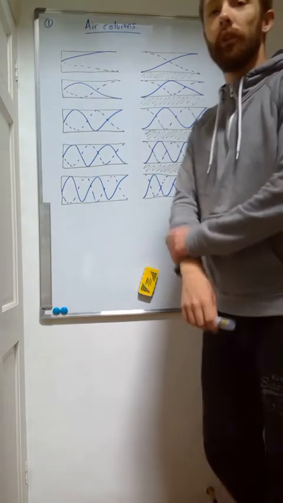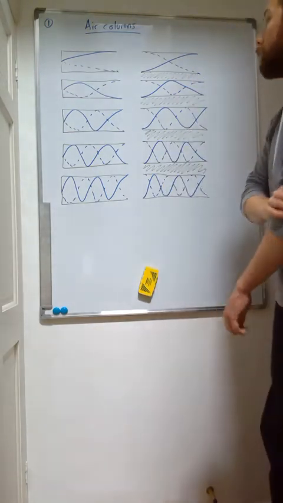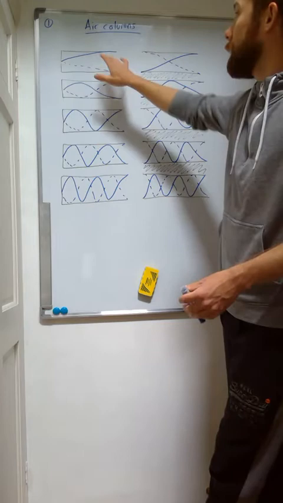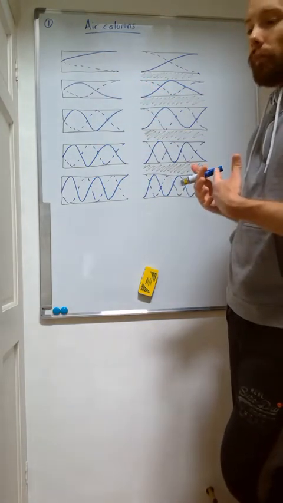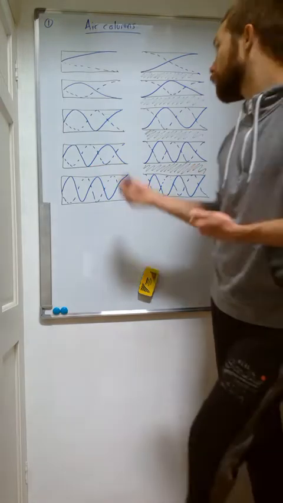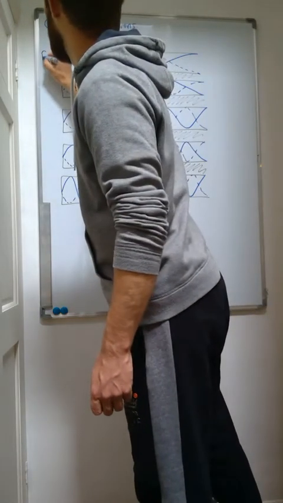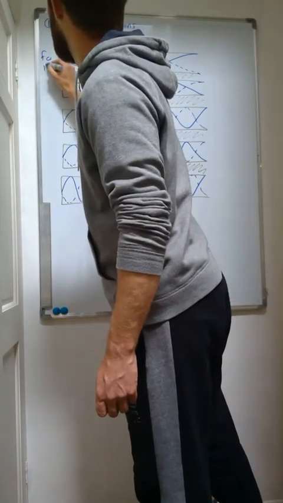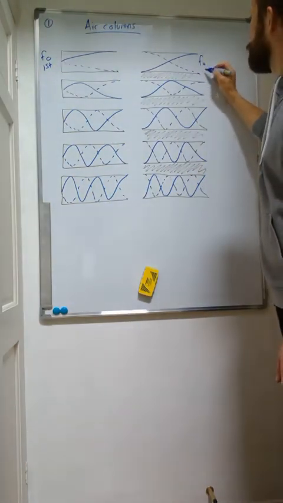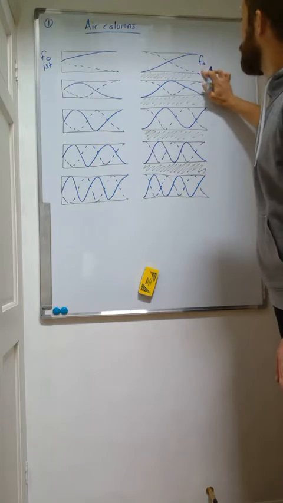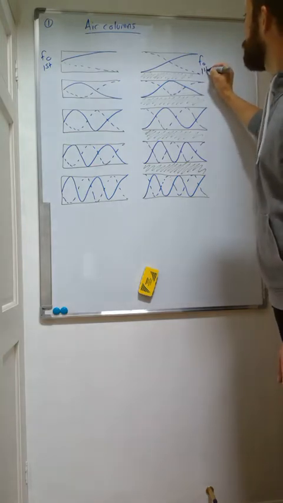Okay, so we're going to label these up now. We're going to decide what harmonic each one is. Over here, we've got our first harmonic. This is because this is going to be the fundamental frequency. So this is the first harmonic. And again, this one over here, this is our fundamental frequency. So this is going to be the first harmonic.